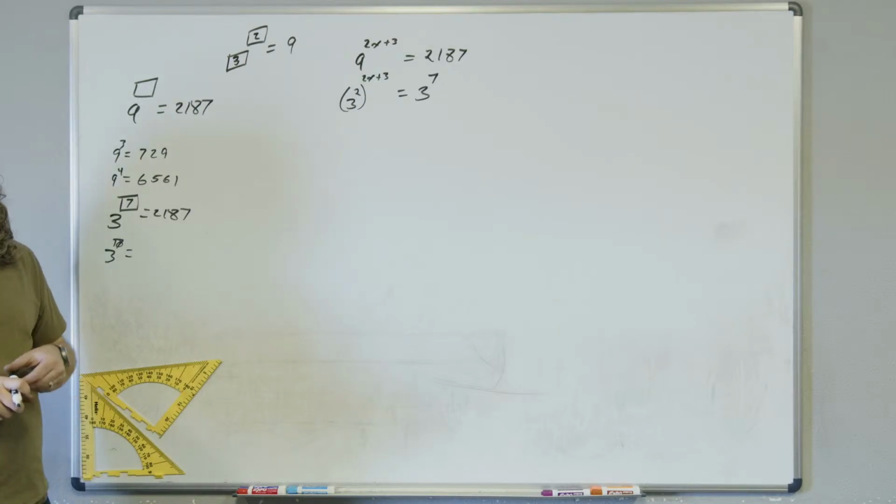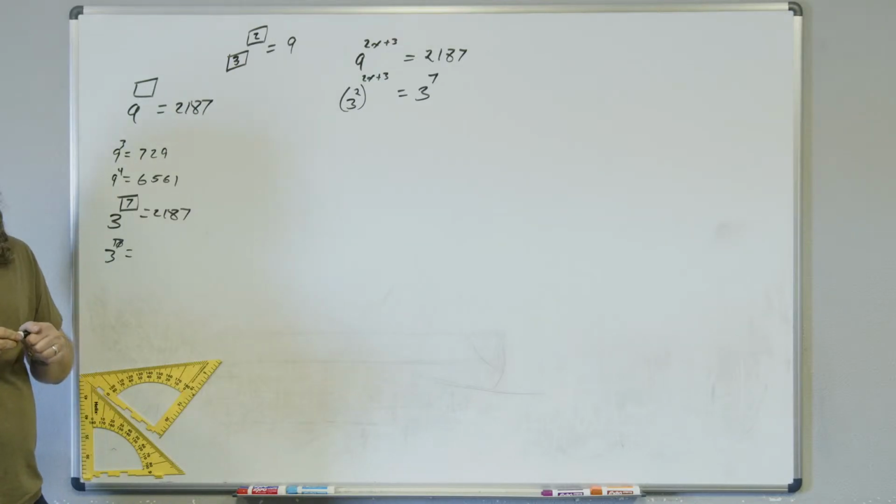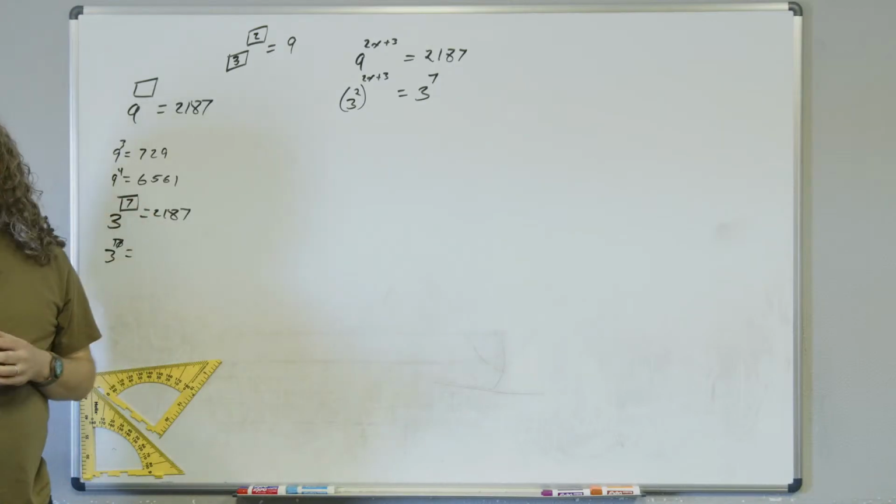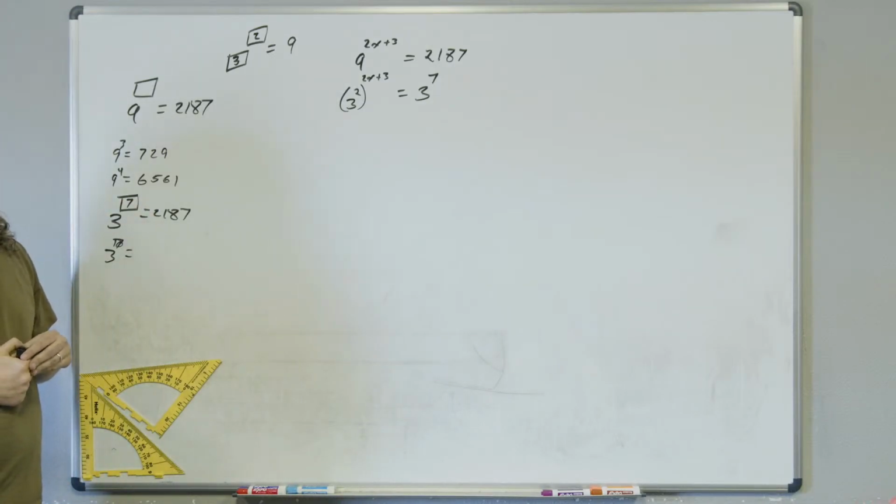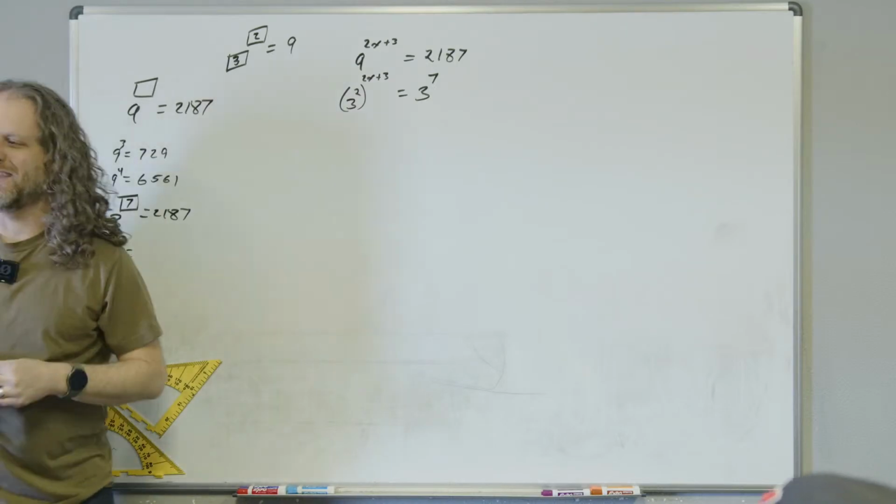Y'all are just saying random math words at this point. This isn't geometry. Calm down. That's what happens at the beginning of the year in geometry. People just start saying random math words. Probably an inverse, something. I don't know.